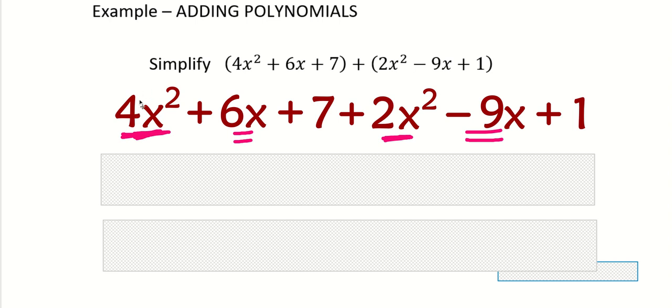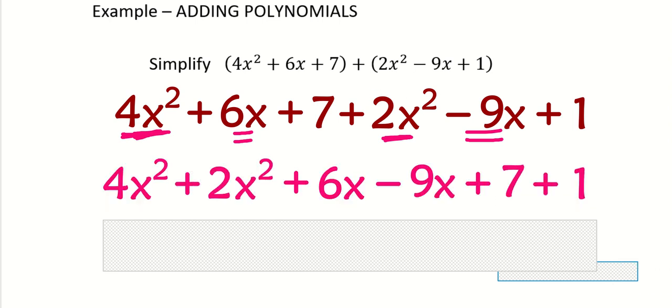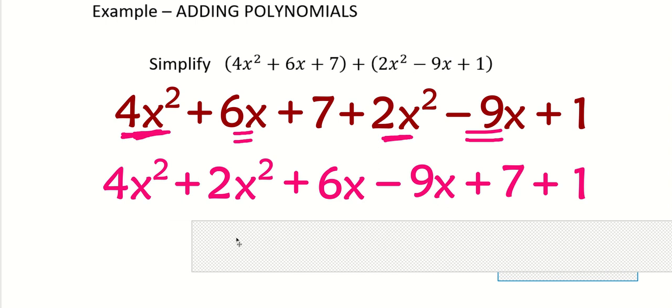But anyway, let's start with the x squared like terms. 4x squared and plus 2x squared.